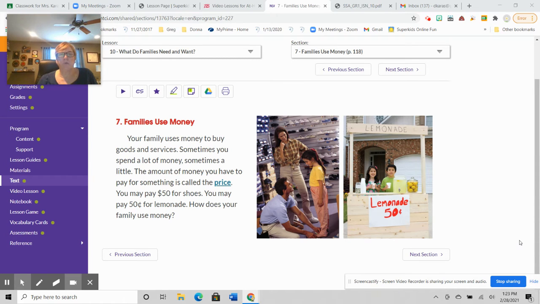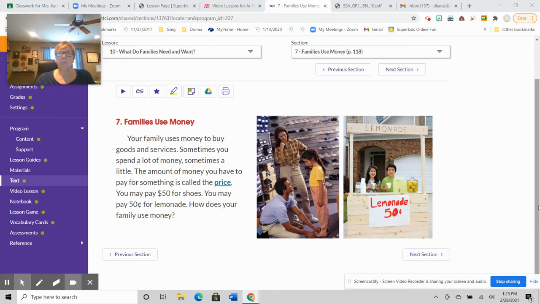So we have gone over quite a few things already in our first few lessons. We've talked about things we've purchased. Then we further broke it down into whether it's been a want or a need. And we've also learned that though people might have the same need of food and shelter, what they actually use could be different depending on where they live. The same thing with wants. Wants could be very different depending on your family's interests or activities and where they live or where they would like to visit. So today we're going to talk about how families use money.